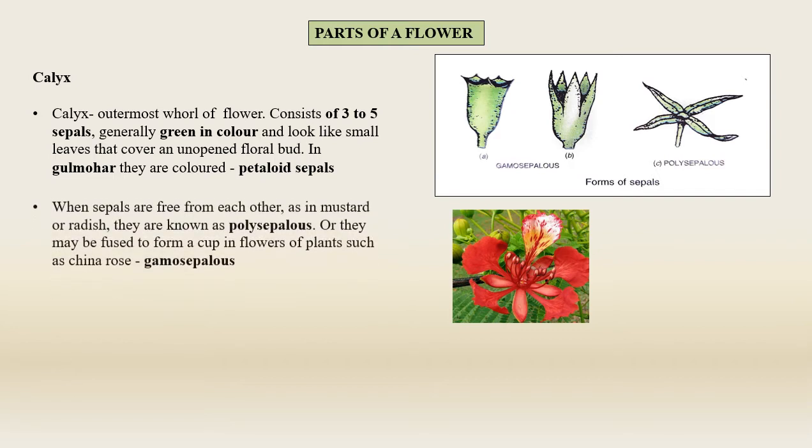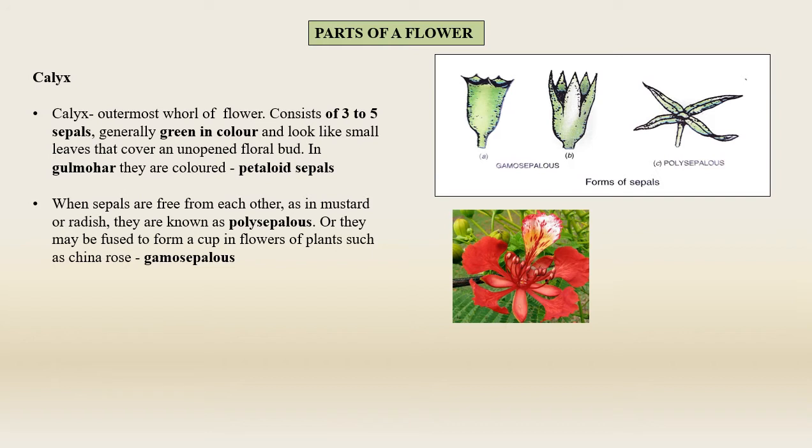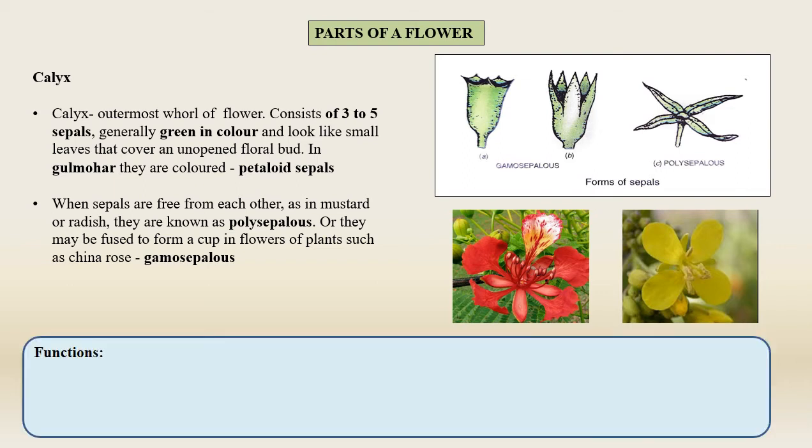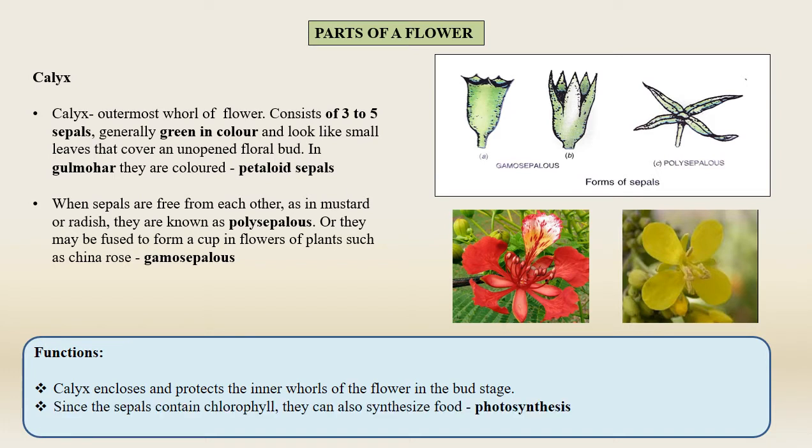When sepals are free from each other, as in mustard or radish, they are known as polysepalous. Or they may be fused to form a cup in flowers of plants such as China rose, known as gamosepalous. Functions. The calyx encloses and protects the inner whorls of the flower in the bud stage. Since the sepals contain chlorophyll, they can also synthesize food through photosynthesis. Together with petals, they also attract birds and insects for pollination.